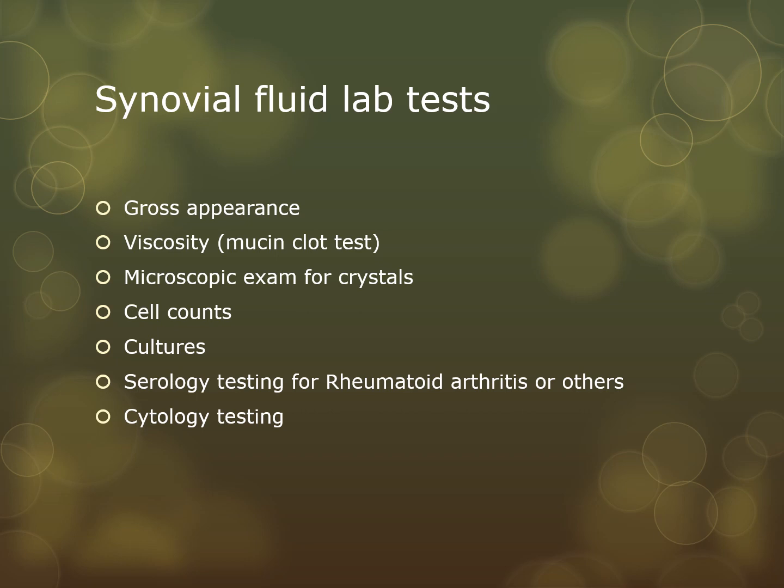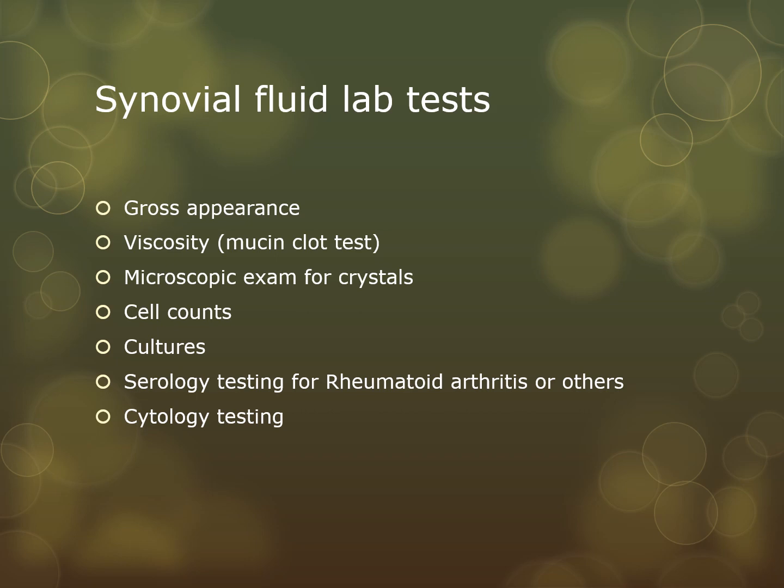So how do we handle the synovial fluid when we get it into the laboratory? This is usually first obtained with a needle and syringe, and we want to first do a gross appearance. We want to look at the color and clarity of that synovial fluid. It should be clear and pale yellow. We want to look at the viscosity, and we can do a test known as the mucin clot test.